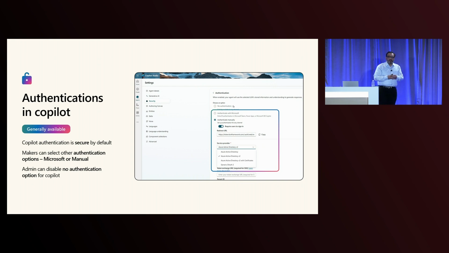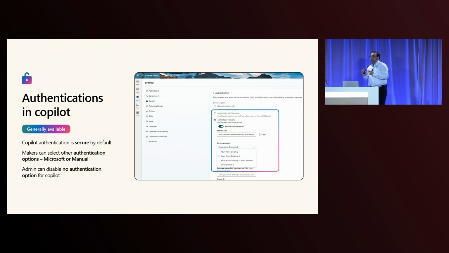Once we start developing agents, by default, if you create an agent in Copilot, it's secure by default. What that means is that every agent we create in Copilot Studio is by default authenticated through Entra ID, and the user using it gets access only to the data that the user has access to. So this option is available.